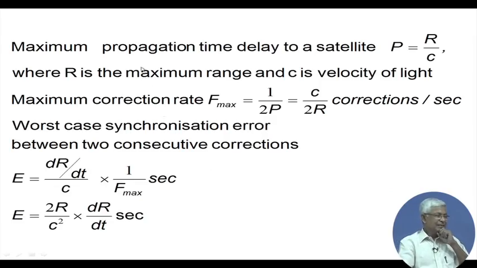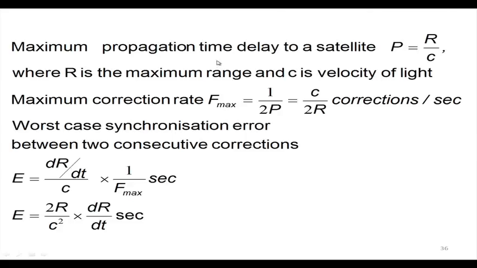Now, let us see the accuracy part of it. Before that, let us try to understand what the error is. So, the maximum propagation time delay to a satellite is P, which is the range by C, where C is the velocity of light and R is the maximum range. So, the maximum correction rate is 1 by 2P, because after one hop you are able to correct. So, it is C by 2R, that is corrections per second. That is the correction rate, so many corrections per second.